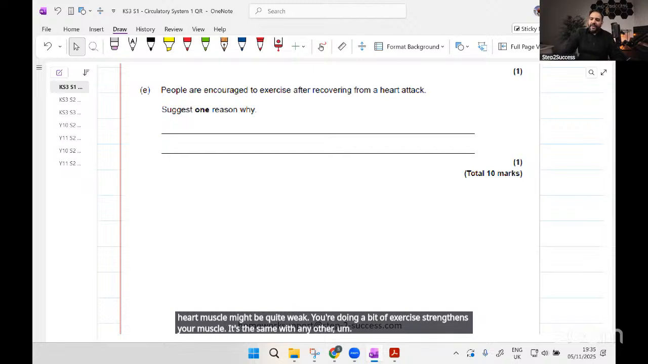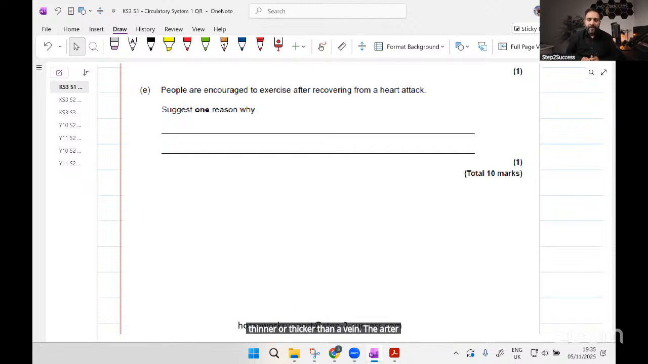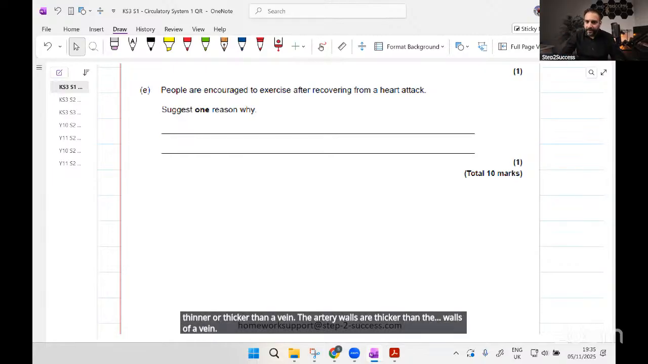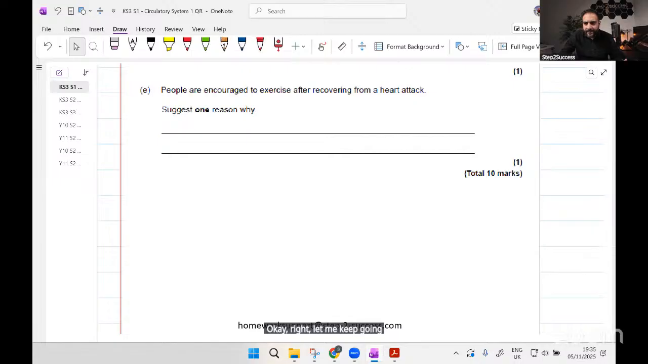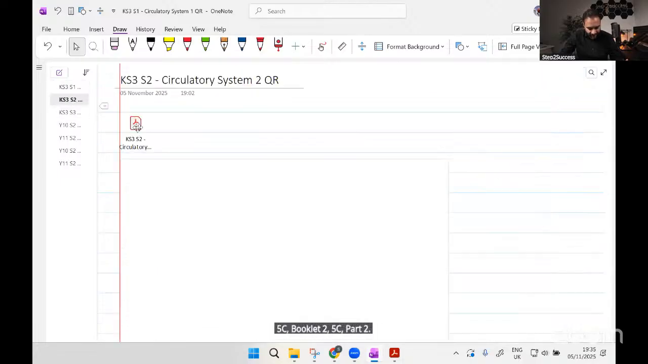Is an artery wall thinner or thicker than a vein? The artery walls are thicker than the walls of a vein. Okay, right. Let me keep going. Question 4, 5C, booklet 2, 5C part 2. Look at that.